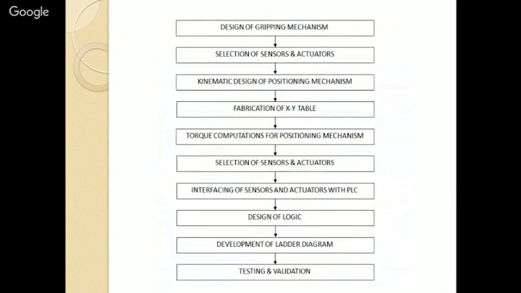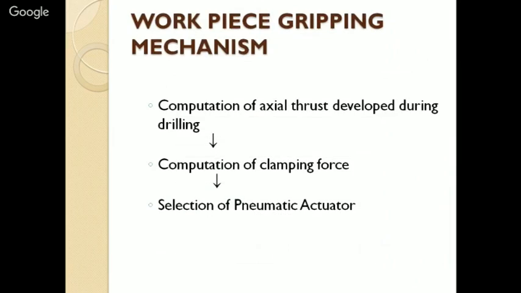So it's just a simple stepwise process. First the gripping mechanism is designed, then sensors and actuators are selected, then kinematic design of the positioning mechanism, fabrication of XY table, torque computations for positioning mechanism, selection of sensors and actuators, interfacing of sensors and actuators with PLC, design of logic, then ladder diagram development and testing and validation.